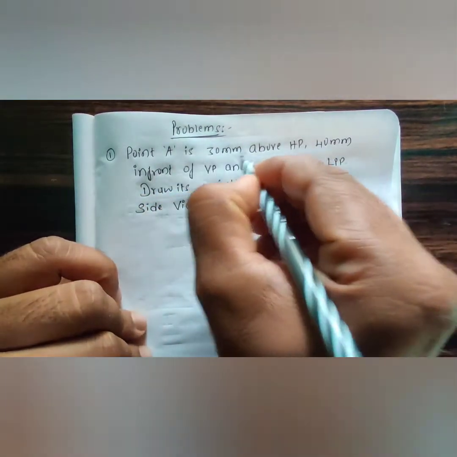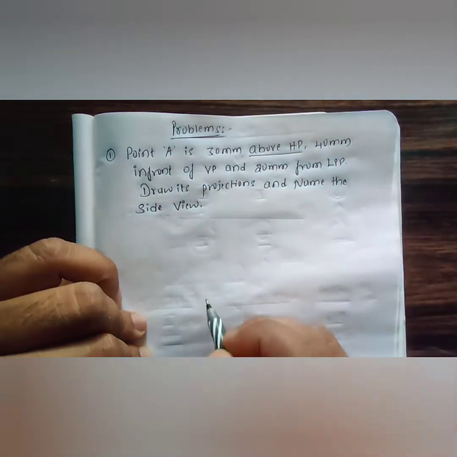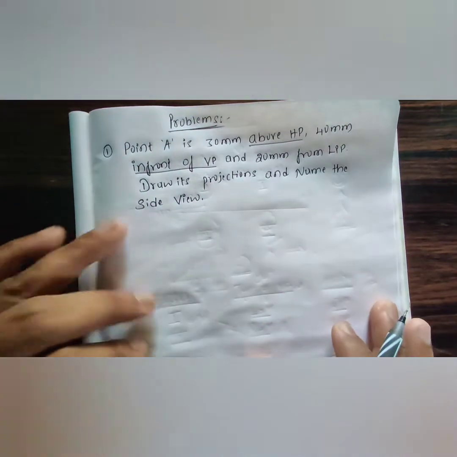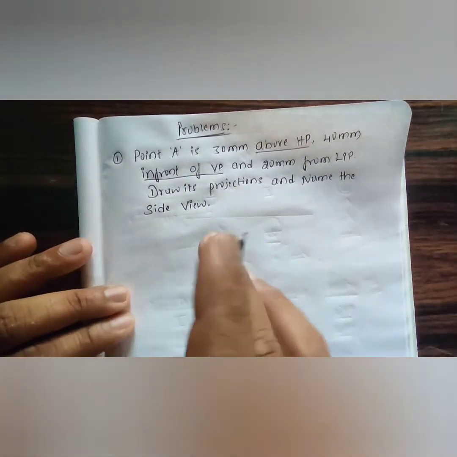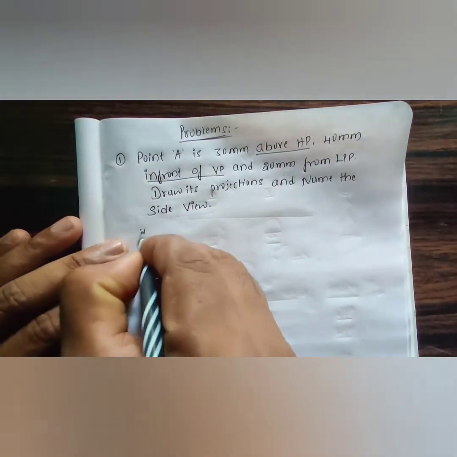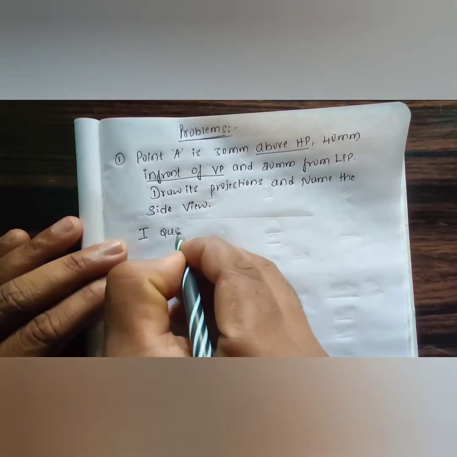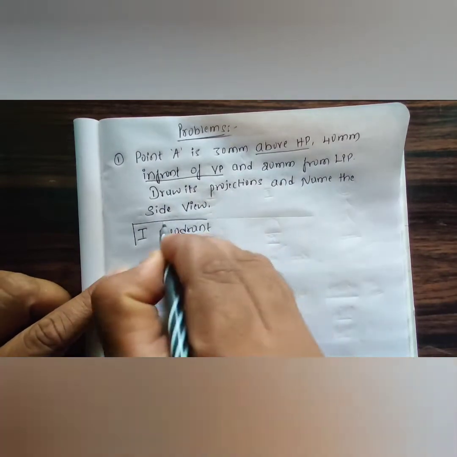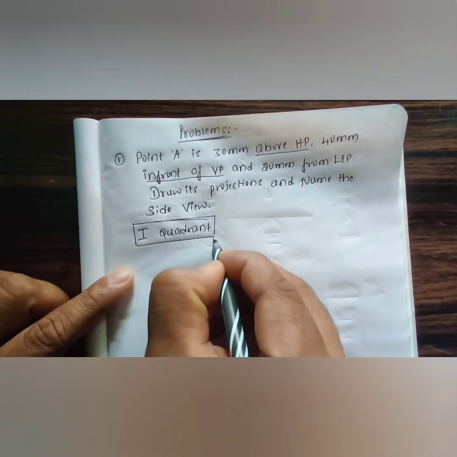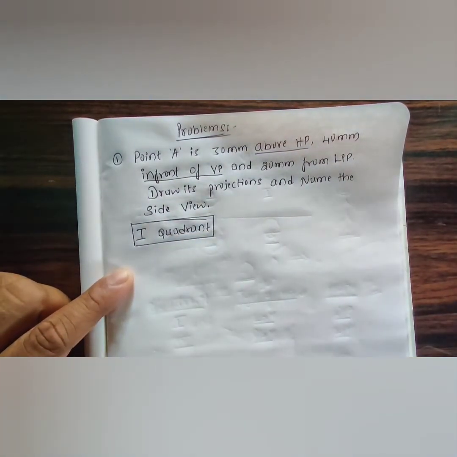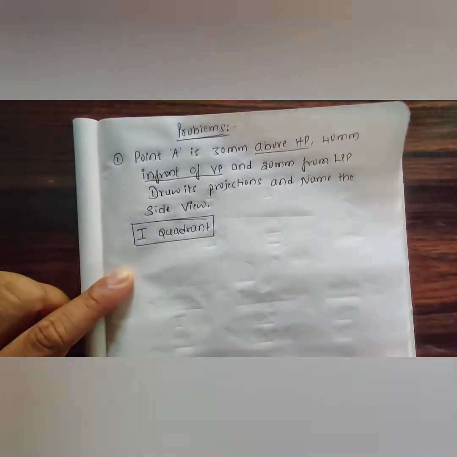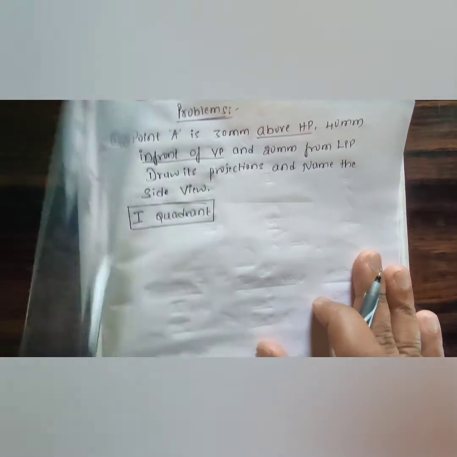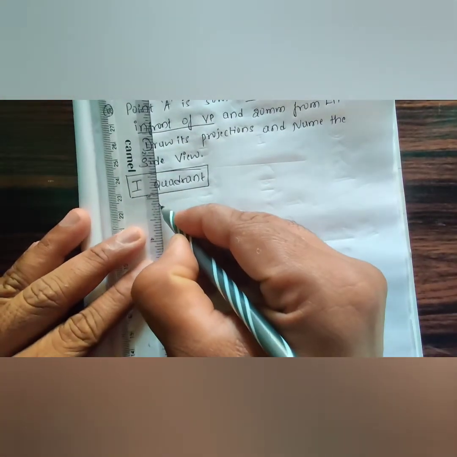Point A is 30 mm above HP and 40 mm in front of VP. So above HP in front of VP means it's a first quadrant, right? So write it down, first quadrant. Okay, so this is a problem on first quadrant. Fine. So now let me draw one first quadrant in 3D so that you can understand the problem better.